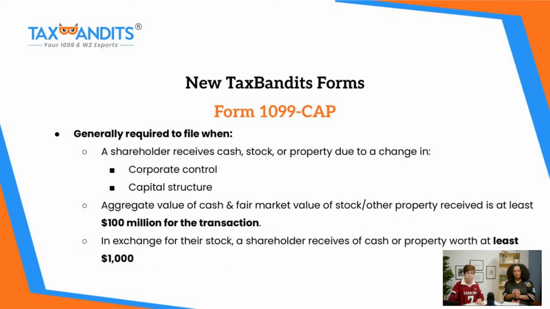So it's generally required to file when a shareholder receives cash, stock, or property due to a change in corporate control or capital structure. The aggregate value of cash and fair market value of stock and other property received is at least $100 million for the transaction. In exchange for their stock, a shareholder receives cash or property worth at least $1,000.